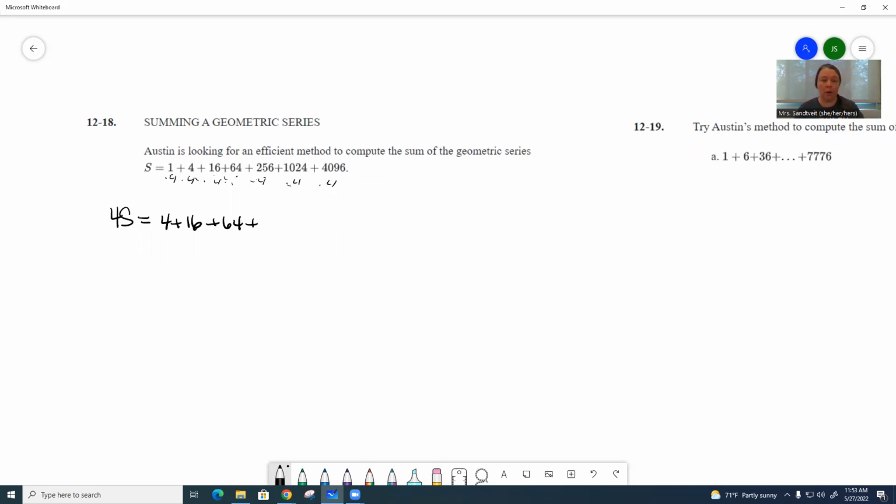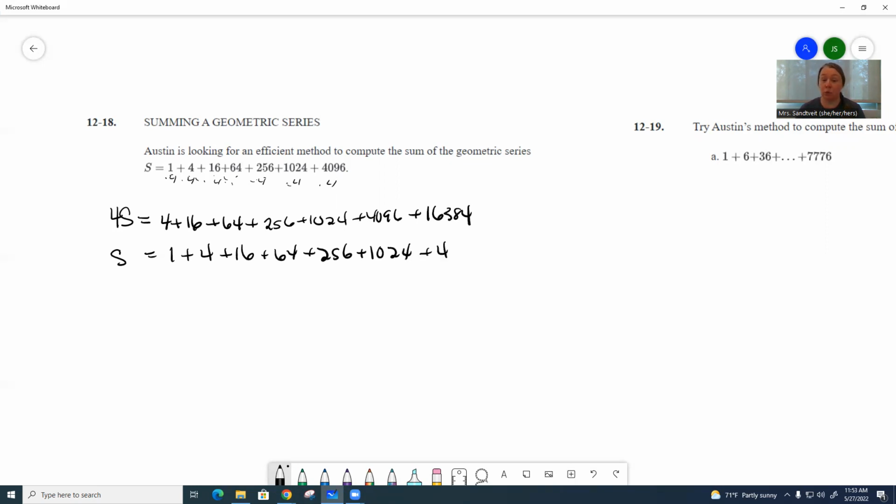So 64, 16, 64, 256, 1,024, 4,096, and then 16,384. Okay. And then below it, I'm just going to write my original sequence. Now, if you look at 1218 in the book, it really steps you through this process and where it all came from, but I'm just going to get right into getting our final answer.